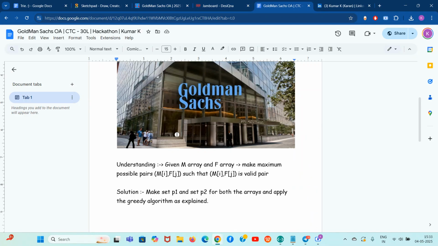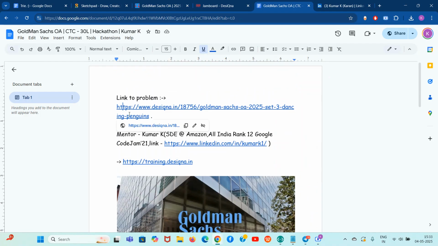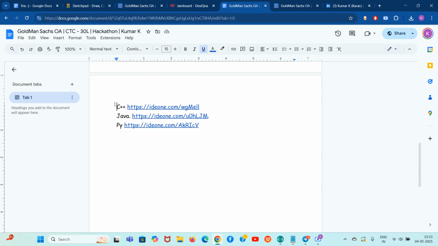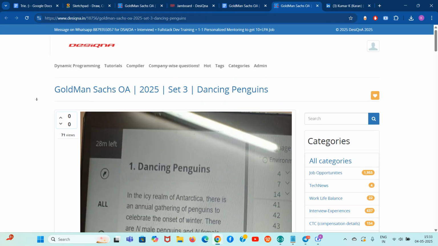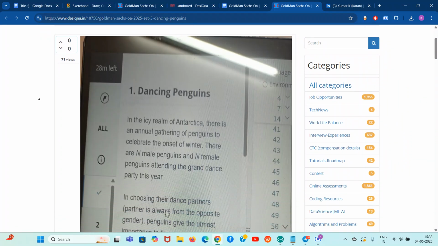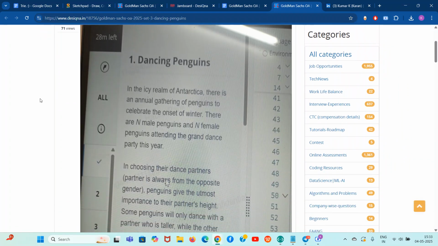This was the problem. If I try to open the link, this document will be available to you. Don't worry, the C++, Java, Python implementations are also available. After you understand the solution, you can check it out. So, dancing penguins.